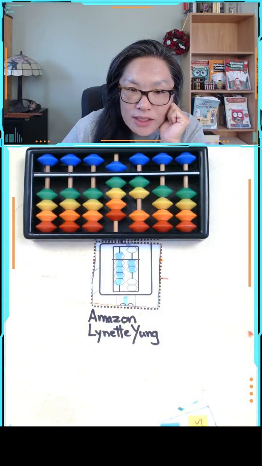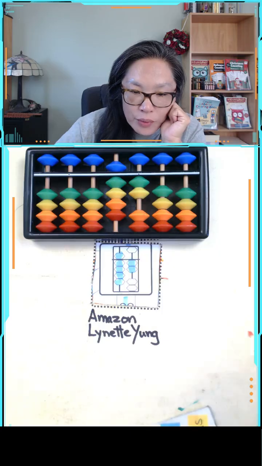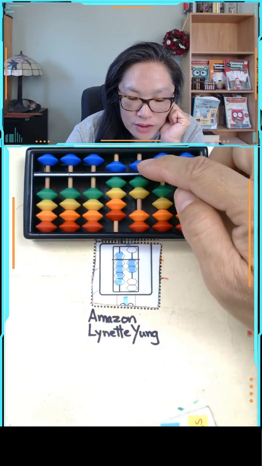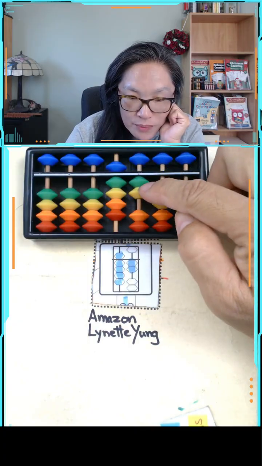Does that make sense, Rambos? I'm not sure if I got your question correct. If you bring down the 5, that will become 7. If you do not bring down the 5, this becomes 2.